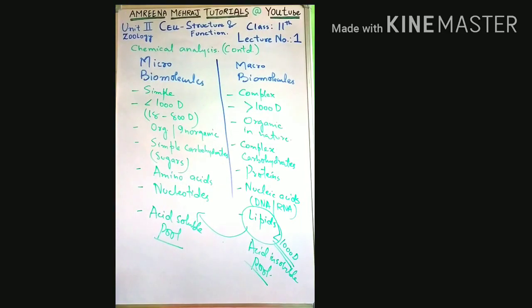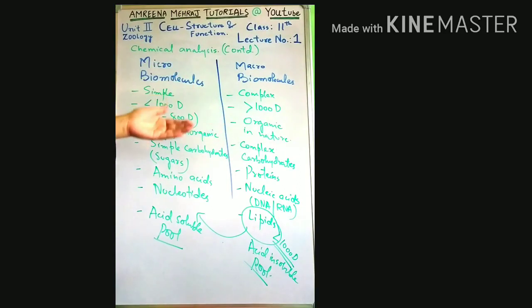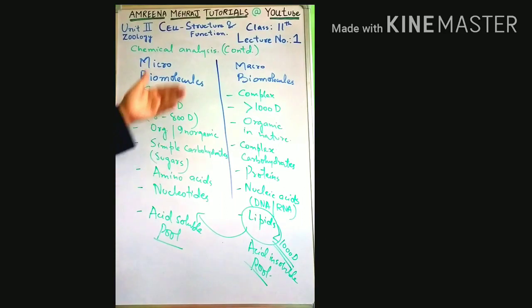So what do you get to understand from this? That you have a variety of biomolecules. You have simple carbohydrates, amino acids, nucleotides, and you have complex carbohydrates, proteins and nucleic acids. We are supposed to discuss each biomolecule in detail.